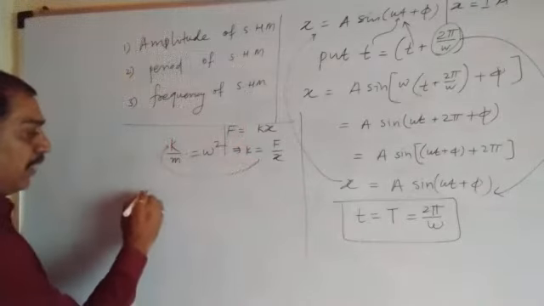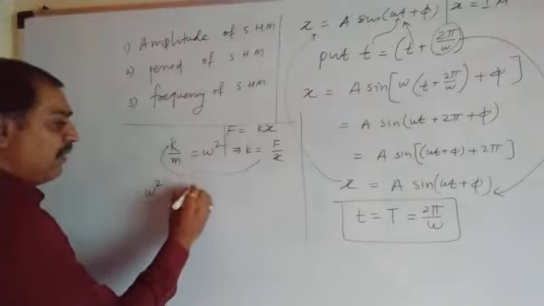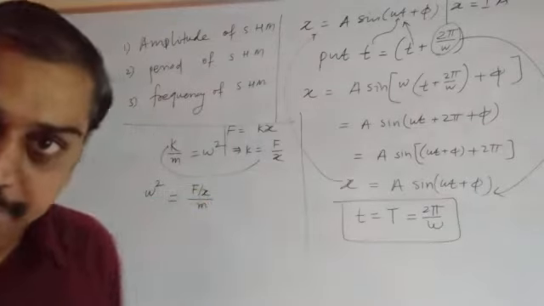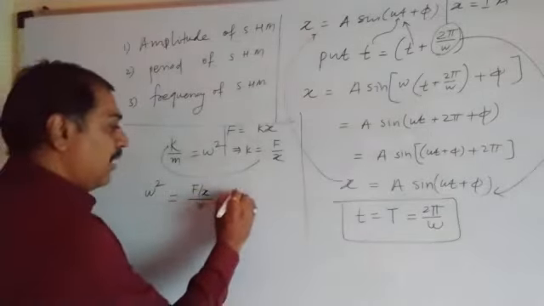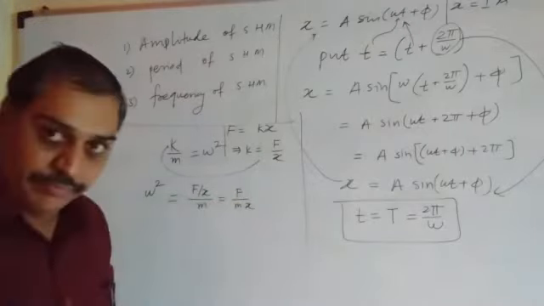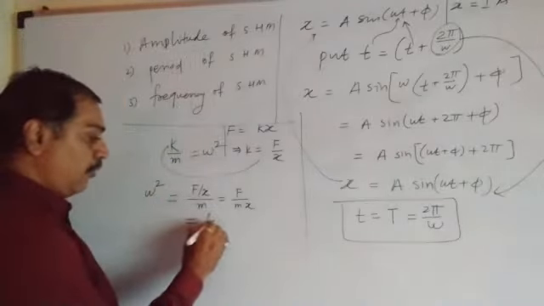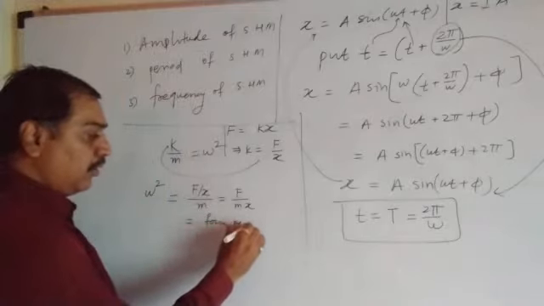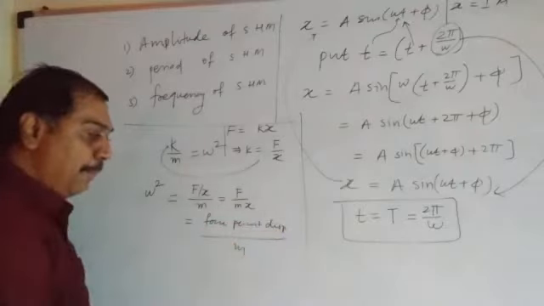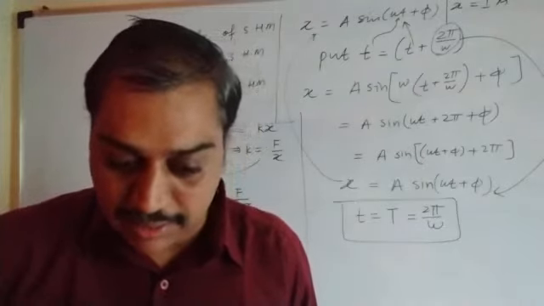So we can write omega square equal to what? K is F divided by X, divided by M. Or we can write the same as F divided by M into X. Or we can write the same here as force per unit displacement divided by M.